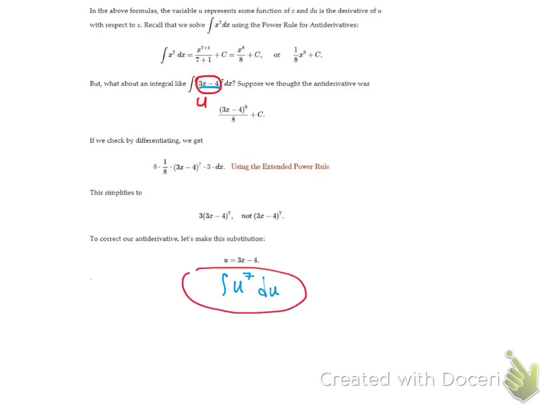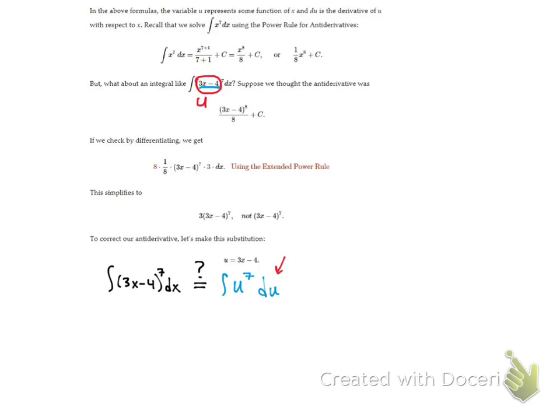So then we can write our integral like this. But we need to figure out what du equals. We want the integral of u to the 7th power times du to be exactly equal to this integral that we're trying to find, this one. But you can see I put a question mark here because we don't know if these two are equal.